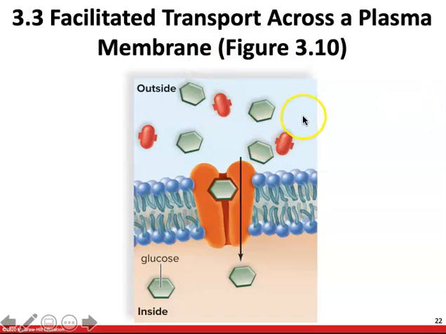So in the event that we have a lot of, let's say, water molecules on this side of the plasma membrane and very few water molecules on this side, water is going to move from an area of high concentration to an area of low concentration, but it's going to require the use of either a channel protein or a carrier protein to help get it across.